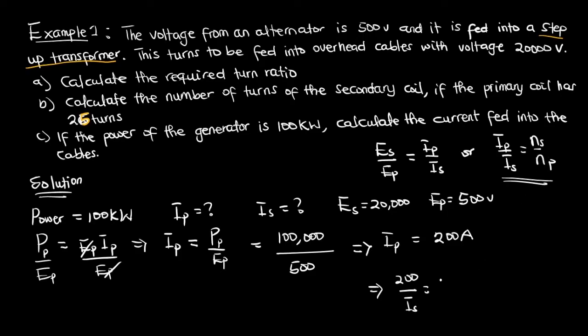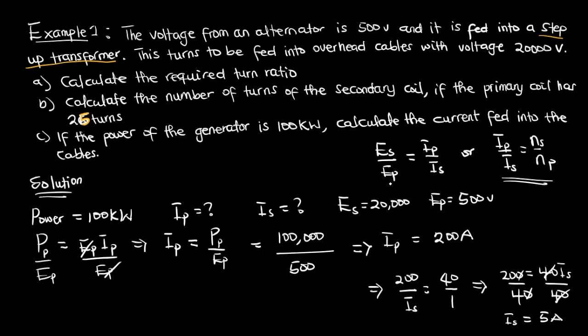The NS over NP, the ratio is 40 is to what? 1. We've already established that. So therefore, this means that the 200 will multiply the 1 over here. So we have 200 is equal to 40 IS. So to find IS, we divide both sides by 40. So our IS will be equal to, this will cancel this, this will also cancel this. So 20 divided by 4, that will give us 5. So we have 5 amperes as our answer.